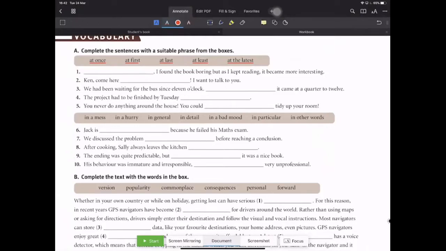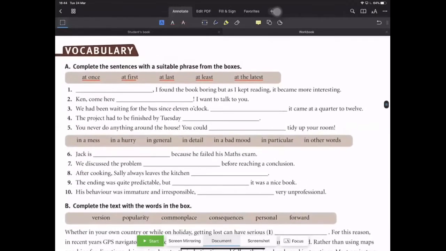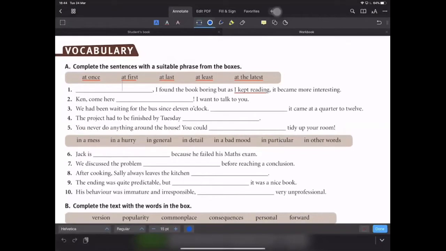Blank, I found the book boring, but as I kept reading, it became more interesting. Which phrase of these above will I use in the first blank? So it says, I found the book boring, but as I kept reading, so he kept reading. So which one of the above? At once, at first, at last, at least, at the latest. So it is at first.